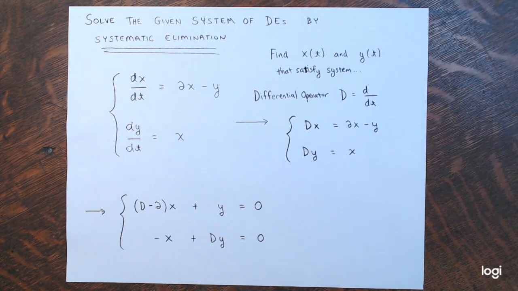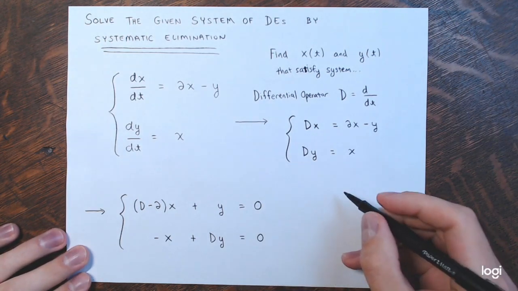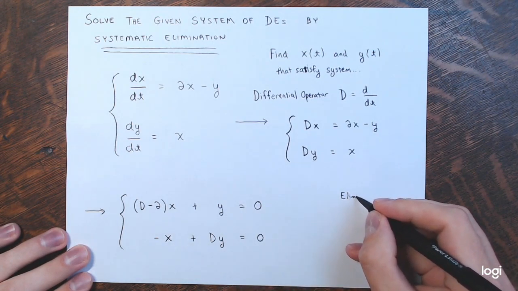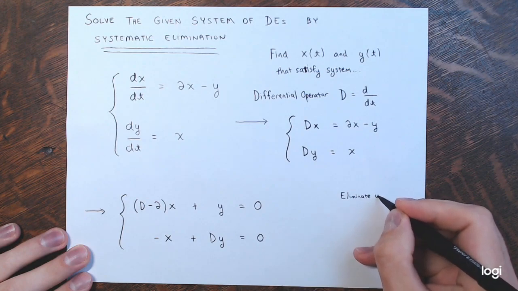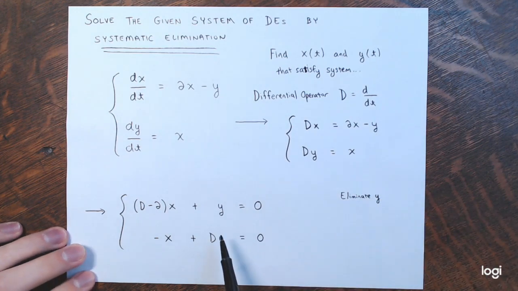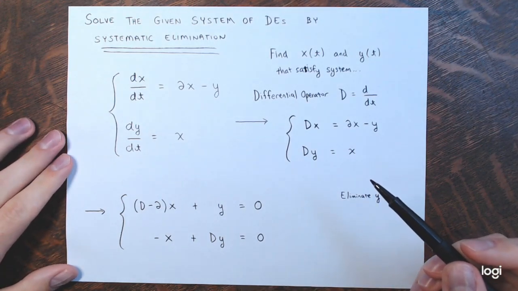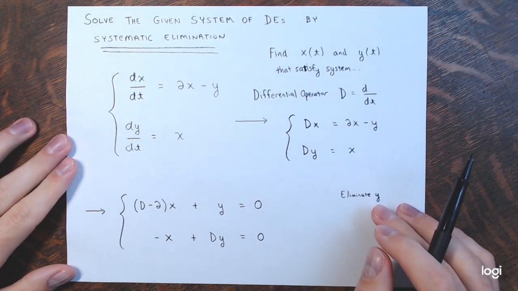And then pick a variable to eliminate. Which one do you want to eliminate, x or y? Say I wish to eliminate y. Well, that means I need them to have the same coefficient, the same operator, well, technically opposite operators in front of them. And then I'll add the equations together, very similar to how elimination worked back in regular algebra.